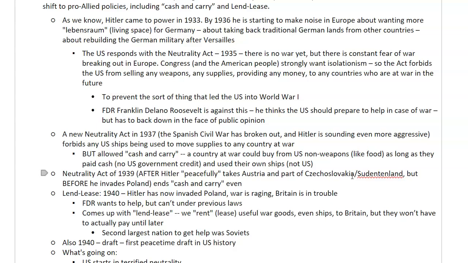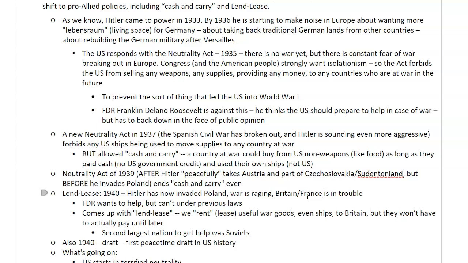So the U.S., seeing things are not going well in Europe, says, we don't even want to do the cash and carry. Let's just get out of it. By 1940, Hitler has now started the war. He's invaded Poland. War is raging. And Britain is starting to get in real trouble, as is France. FDR wants to help. He sees them as our allies, our friends, and if Hitler takes France and Britain, who's next maybe?